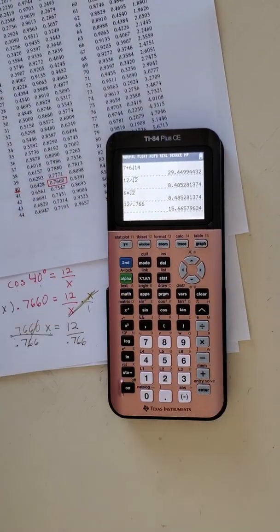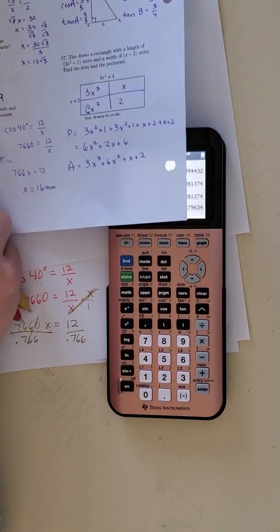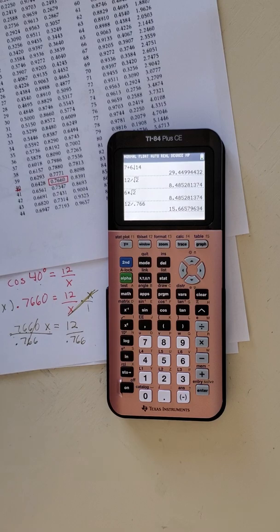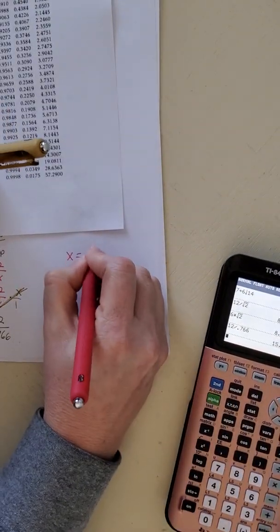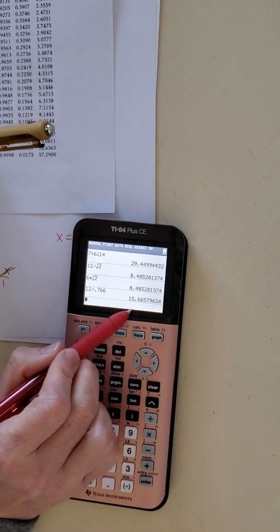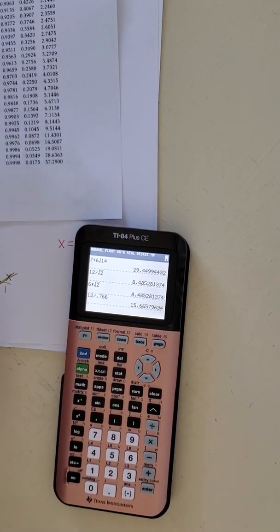15.66579. So we're going to go back and see, where does it say to round to? It says to the nearest whole millimeter, right? To the nearest millimeter means to the nearest whole millimeter, which would be 16, right? This would round up to 16 millimeters.